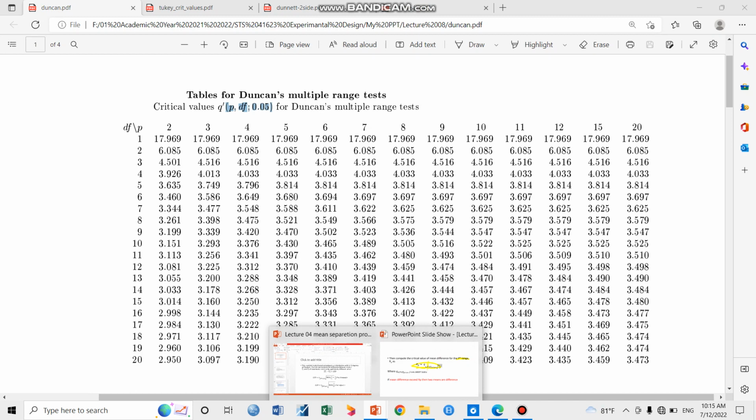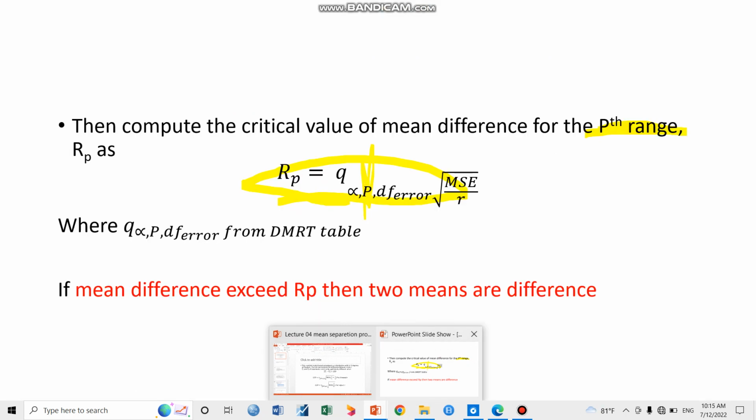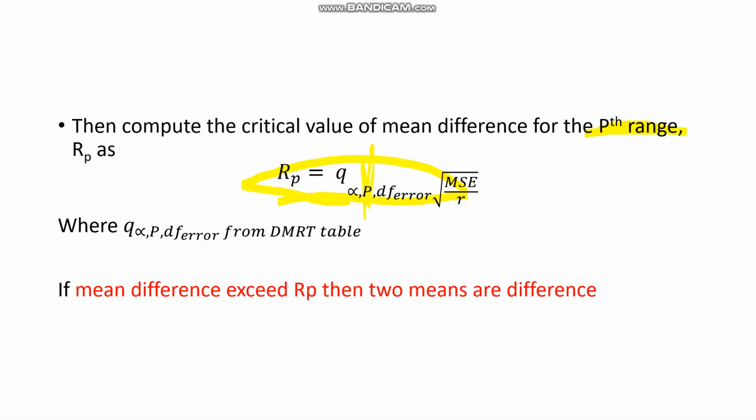Then you can apply that value also into the equation, with MSE divided by n, under the square root. And this is the decision rule. Then you need to calculate the mean differences again. So we have 4 means, 4 categories in this example. Then we need to take the difference values between the real means.